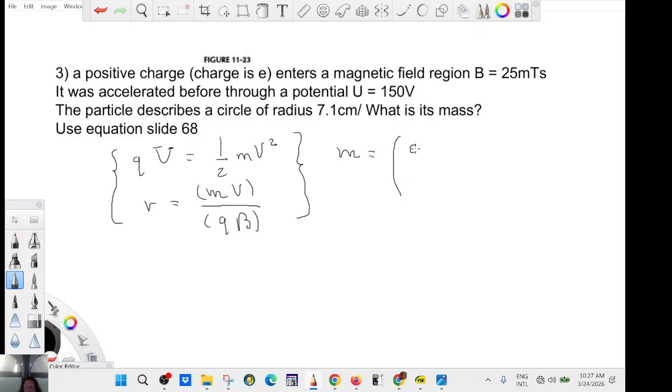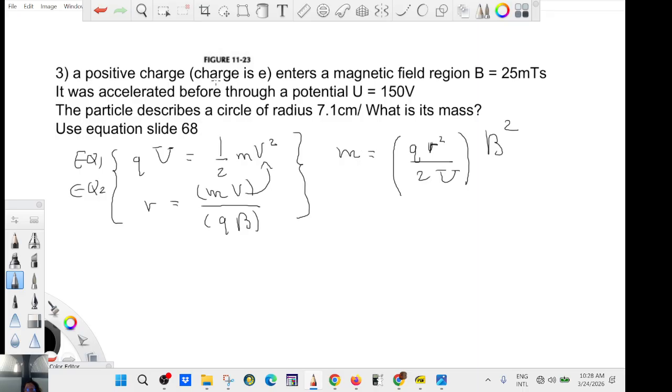Q R square, this is R, over 2 times the voltage, B square. So I have eliminated V. You isolate V from equation 2 and plug it into equation 1. Equation 1, equation 2, you plug V into here. Okay, so now, the goal is what? To find the mass.